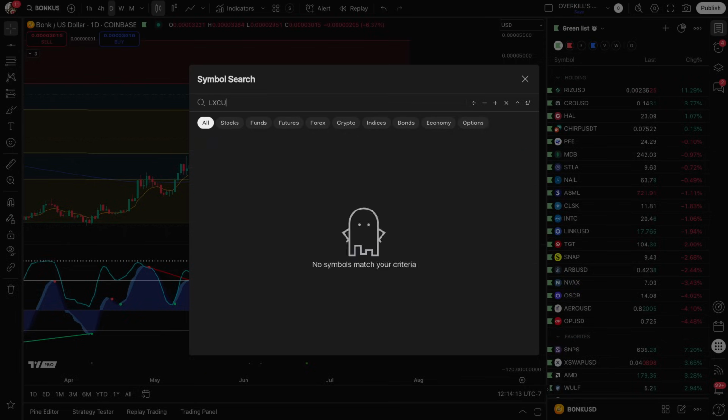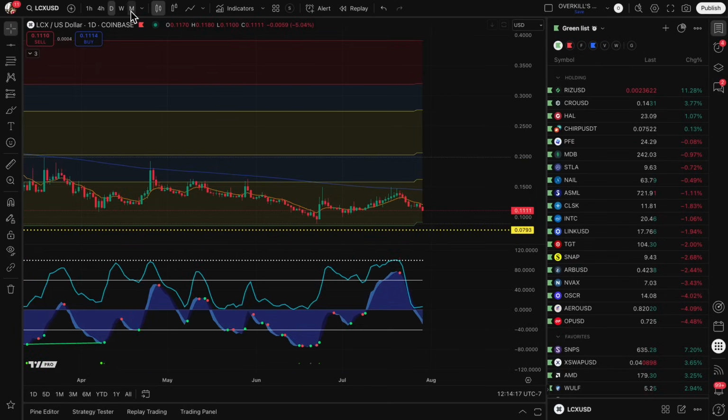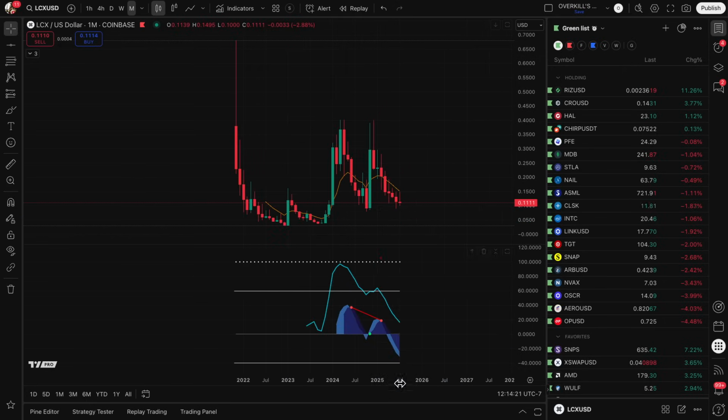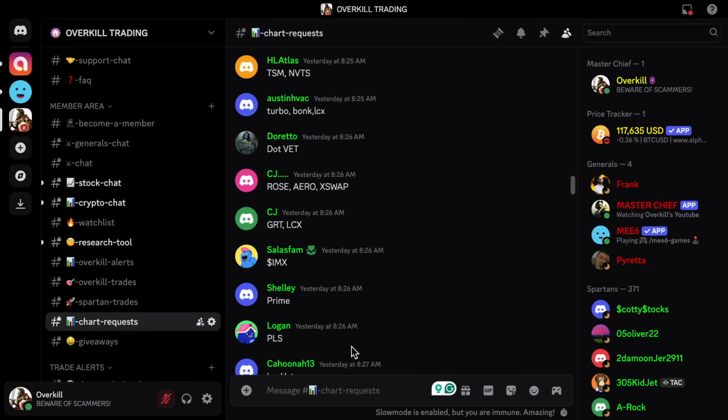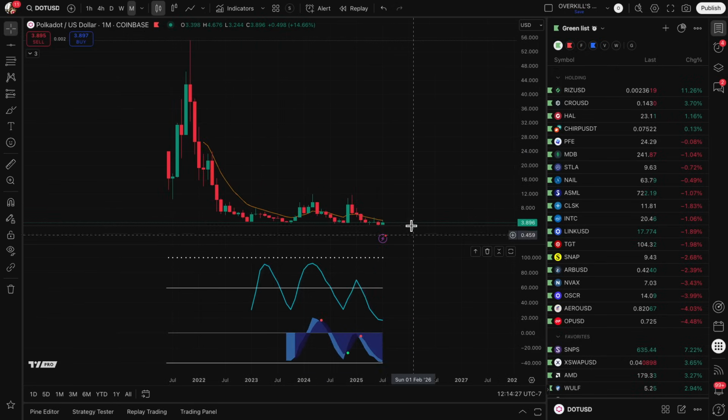We got LCX. LCX still needs that green monthly. Waiting for the green monthly dot there. Polkadot. Did Dot get the monthly yet? Dot still doesn't have the monthly. It's still sitting around 3.